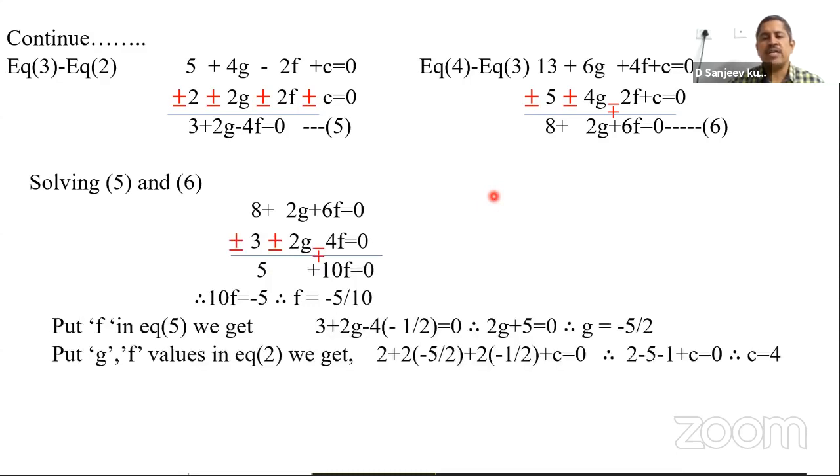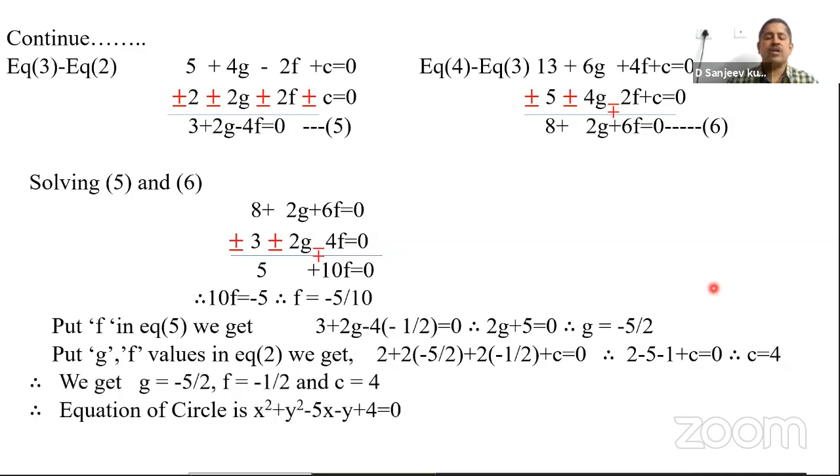After getting the values of g and f, substitute them in any of the 3 equations. I have taken the second equation, 2 plus 2g plus 2f plus c is equal to 0. Substitute g value and f value, and you get the value of c. Hence, you get the answer, the equation of the circle.